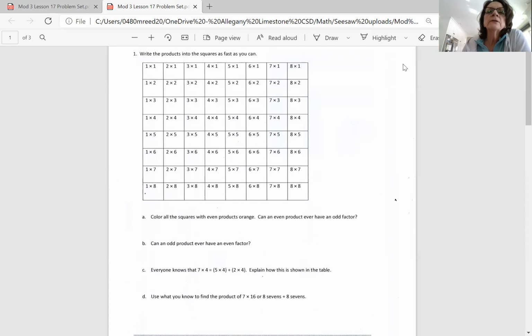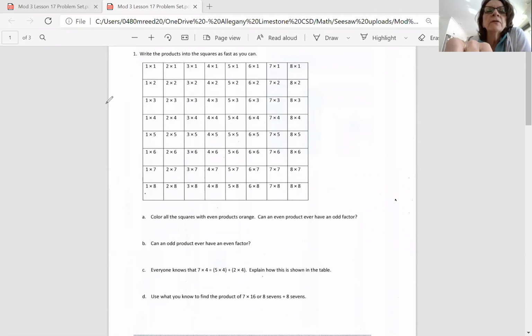And the first thing it wants us to do is fill in all of the products. So they're giving us the factors. If you remember, factors are the two numbers you multiply, and they want us to fill in the products. So I am going to go ahead and start filling these in. And you'll see in the beginning, it's very easy.